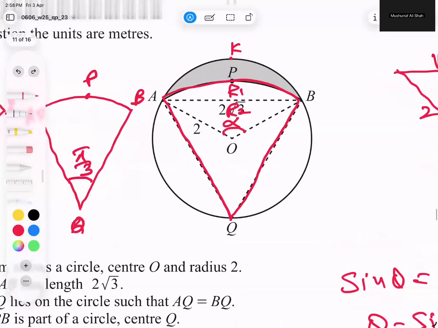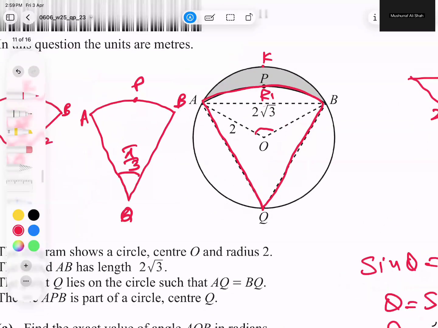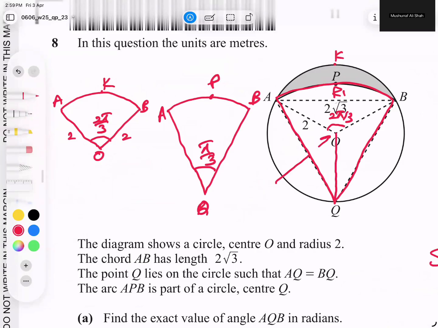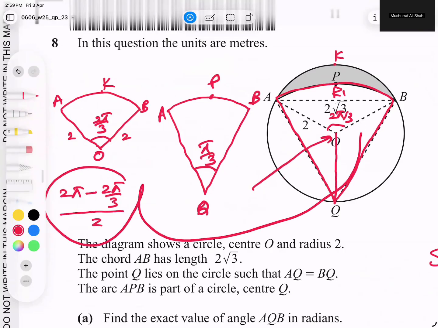Look, I'm erasing this R2. And what is this angle? I am writing here 2 pi by 3. Okay, I need to find this angle basically. So how to find this angle, this angle, this angle? I can say that a full circle is 2 pi. So from 2 pi, subtract 2 pi by 3 and divide it by 2. Why divide by 2? Because I don't need the full angle. I need one part only.